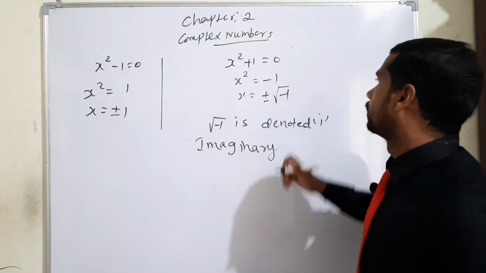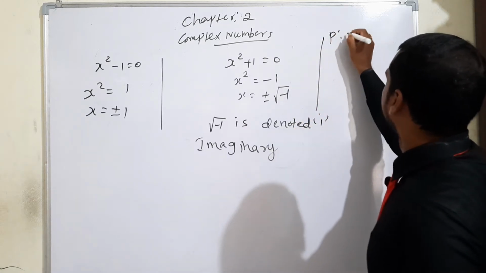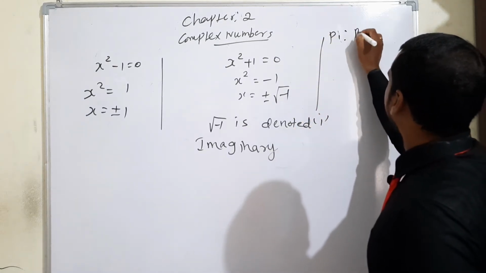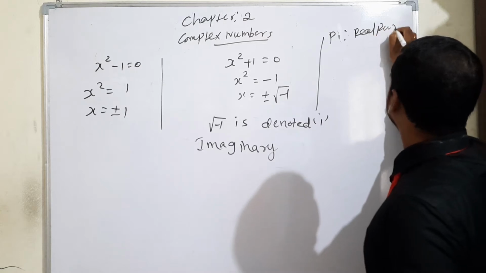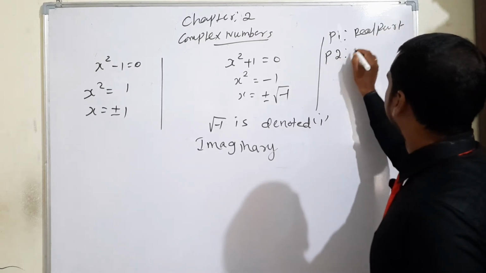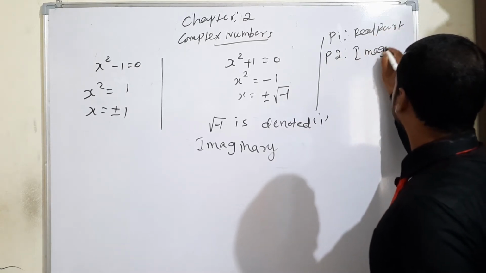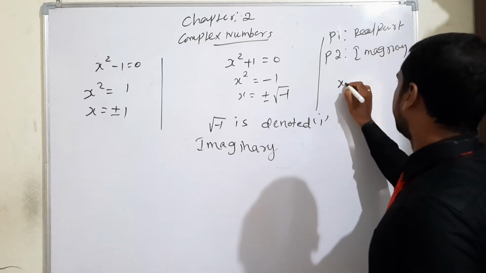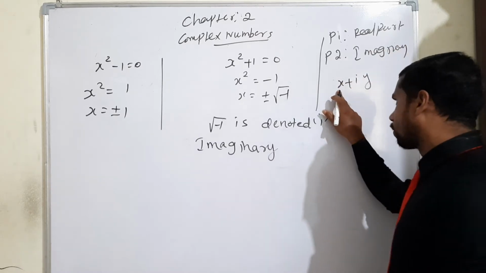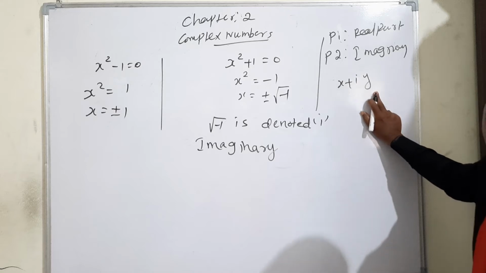we will get it in 2 parts. Part 1 is real part, part 2 is imaginary. For example, x plus iy: x is called real, y is called imaginary.